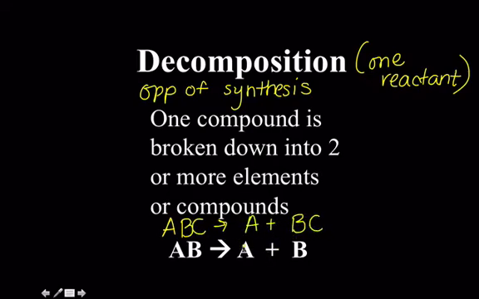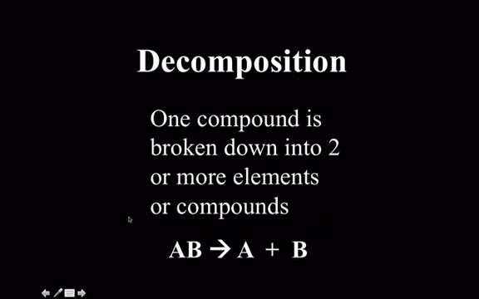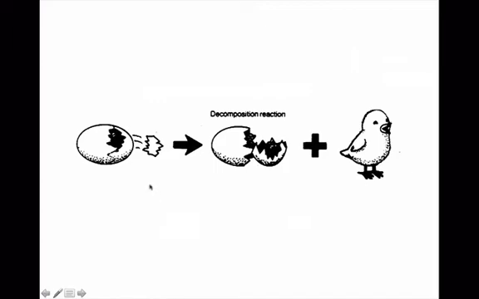Again, this could be ABC, and it could be breaking down into A plus BC. So this doesn't just have to be elements over here on the product side. It could be an element and a compound. It could be 2 compounds. It's just the key that you have one reactant that makes it a decomposition reaction. The example illustration here, you have an unhatched egg on one side breaking into the empty hatched egg with the chick. So one thing breaking down into the parts that make it up.